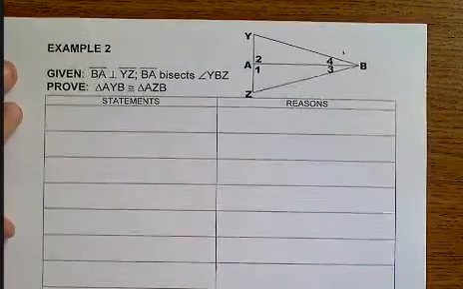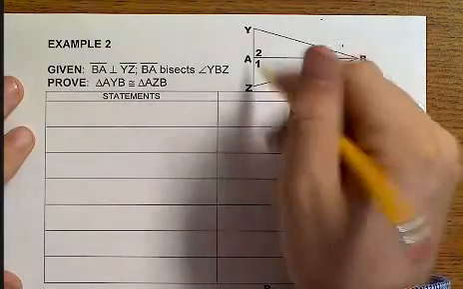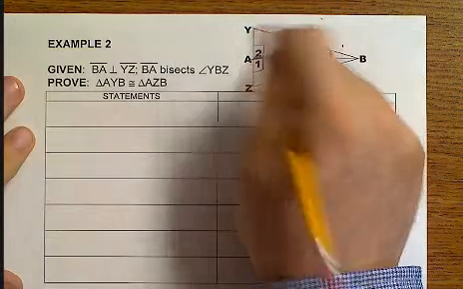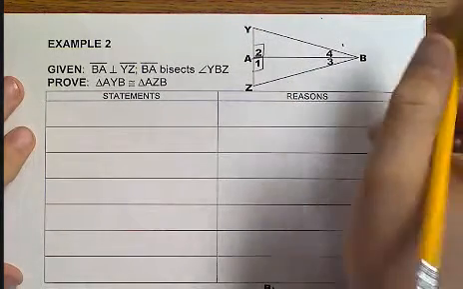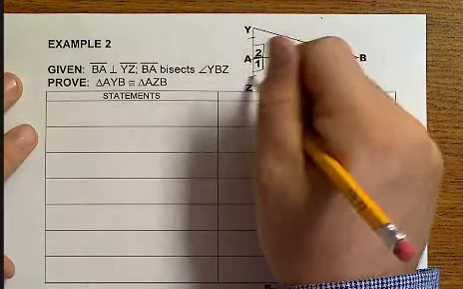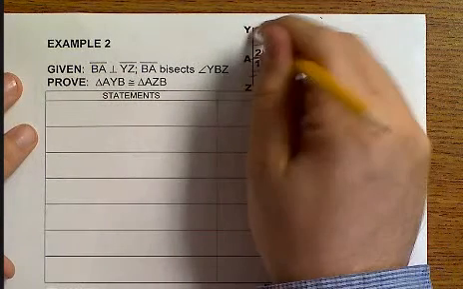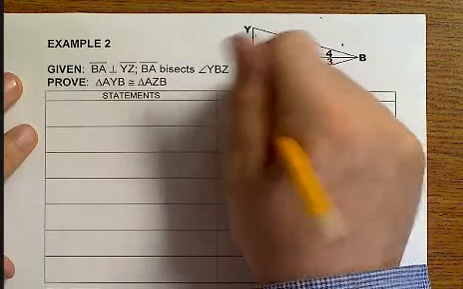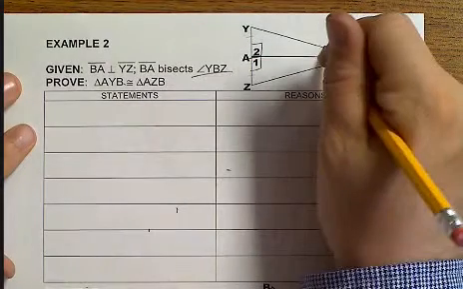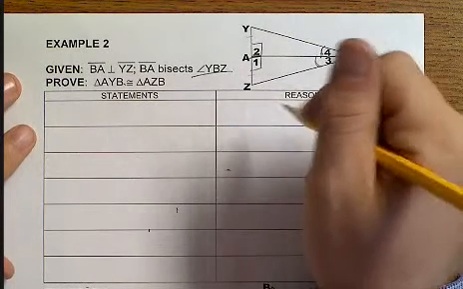Example number 2. Well, they tell us that BA is perpendicular to YZ. That means that I've got a pair of 90-degree angles. They've also said that BA bisects. That means it cuts these in half. No, it doesn't bisect the side. We're bisecting not the side, we are bisecting the angle. So that means that this angle and this angle are the same. And now we want to prove.